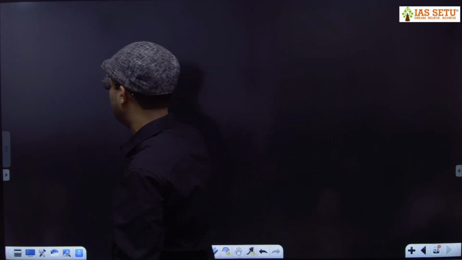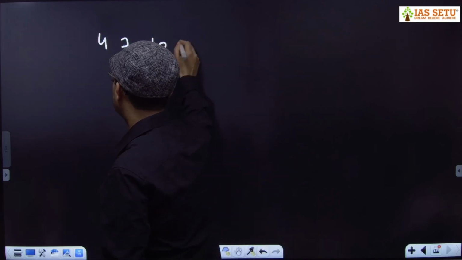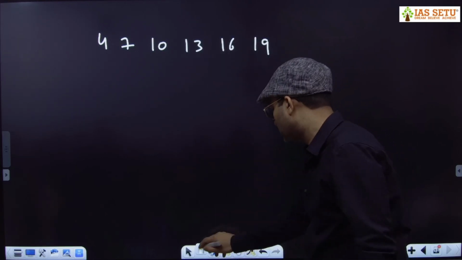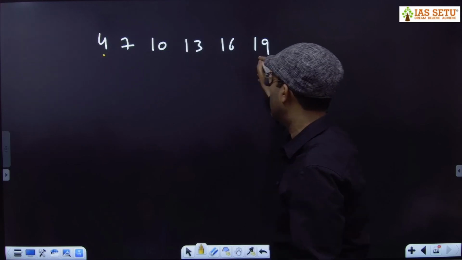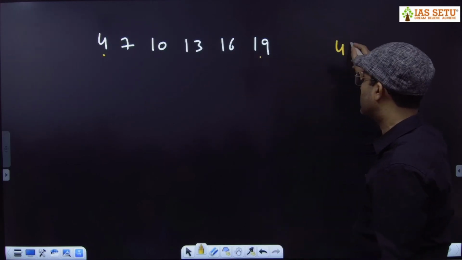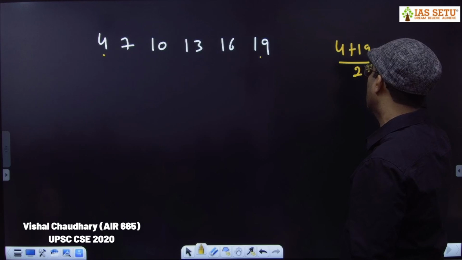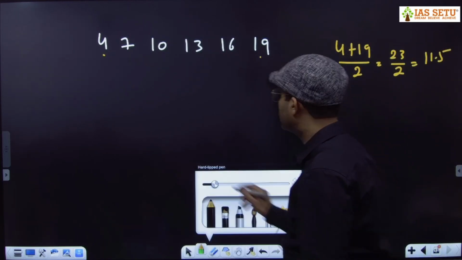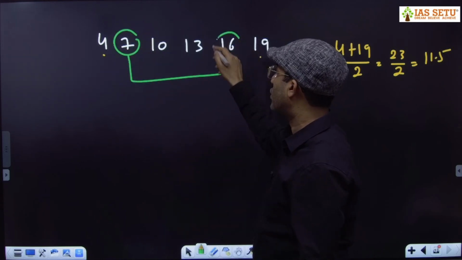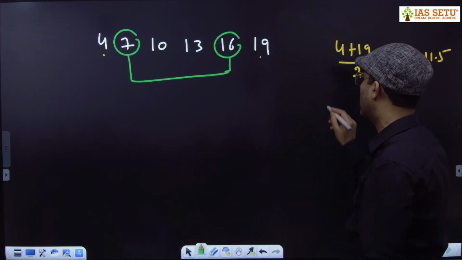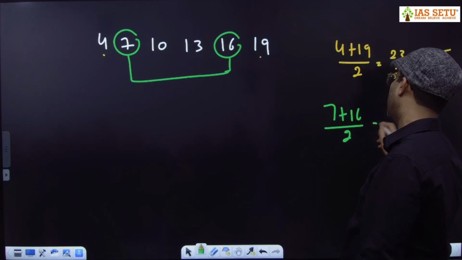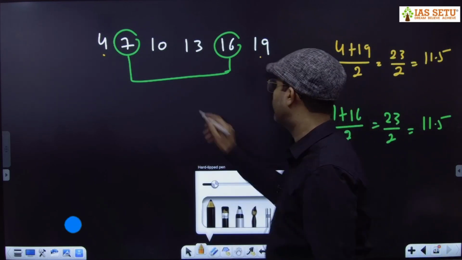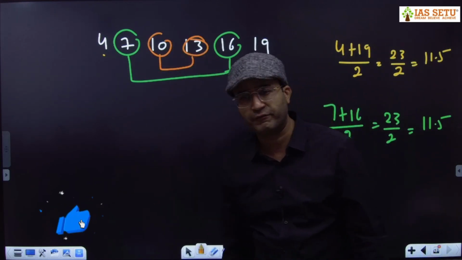Like, I take one more example: 4, 7, 10, 13, 16, 19. So there are 6 terms. First term and the last term: if you have to find the average, you can say 4 plus 19 divided by 2, 23 divided by 2, you get 11.5. Similarly, the second term from starting makes a corresponding pair with the second term from the last. 7 plus 16 divided by 2, 23 divided by 2, 11.5. Third term from starting makes a pair with the third term from the last.